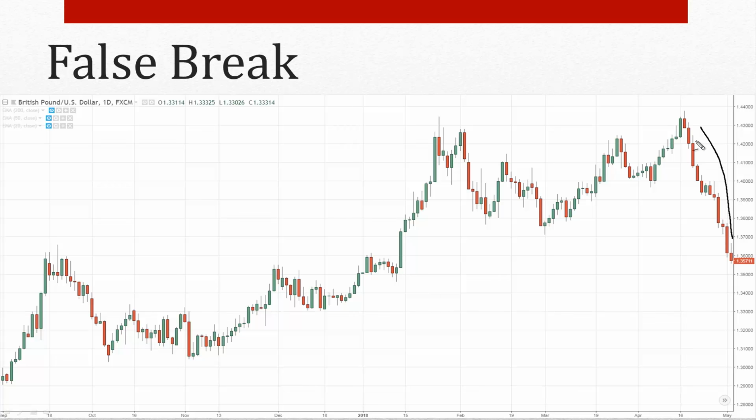So this is the false break setup that I want to share with you. It's a very simple setup, and the logic is very clear. You're simply profiting from traders who went long the breakout and are now trapped.